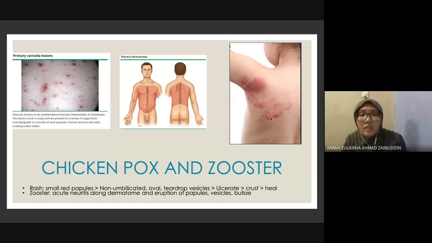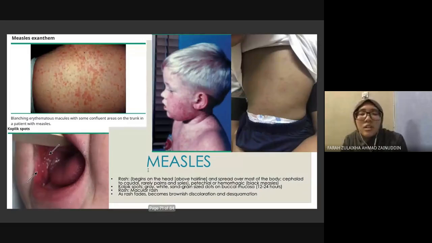Next is maculopapular rash. So it's measles. As you can see from this boy, this is very obvious, right? The rash begins on the head, above the hairline, and spreads over most of the body, so it starts from cephalad to caudad. It rarely involves the palms and soles. It might come with petechiae or hemorrhagic features, in the case of black measles.